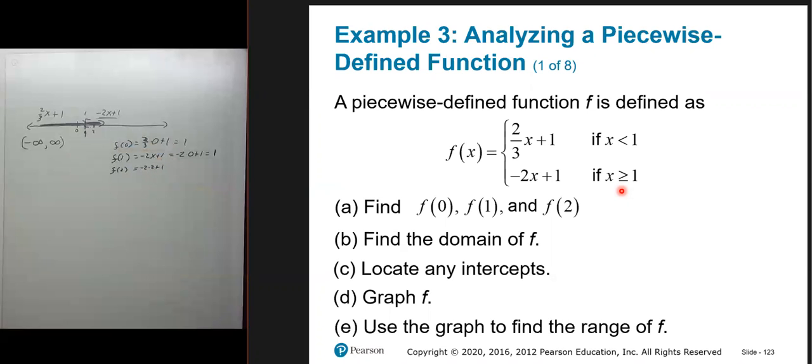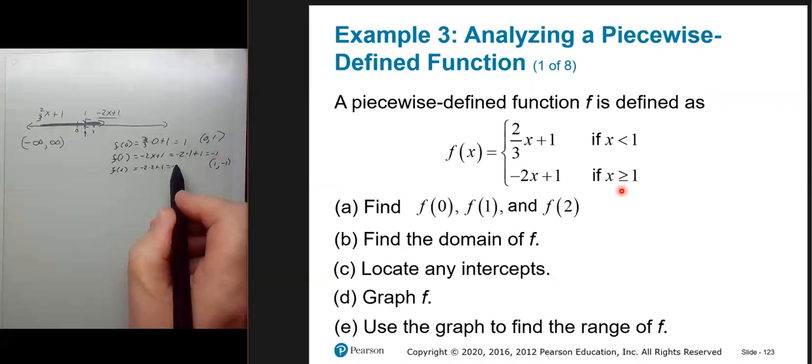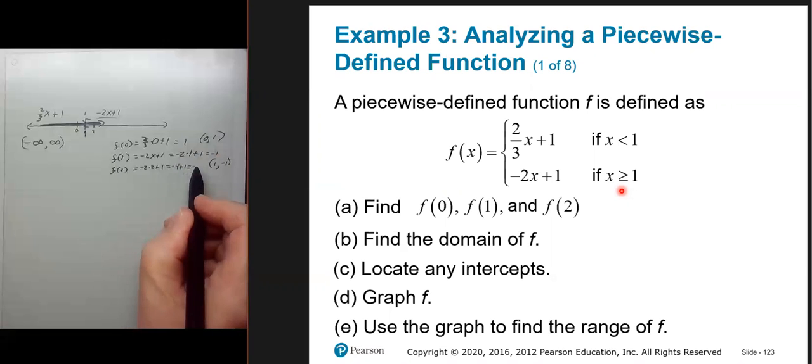Sir, for the f of 1, you put 0 for the x instead of 1. Whoa. Thank you. So that means that's going to be a negative 1. So this is the point 0, 1, and this is the point 1, negative 1. And here we get a negative 4 plus 1, which is a negative 3.